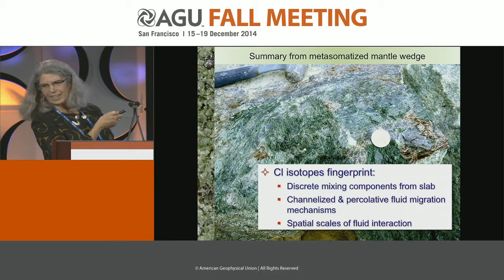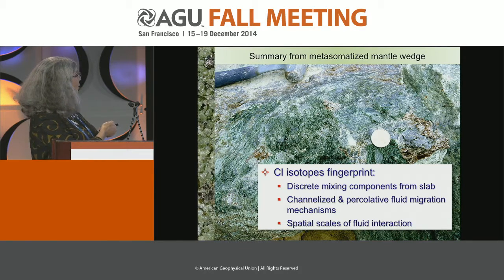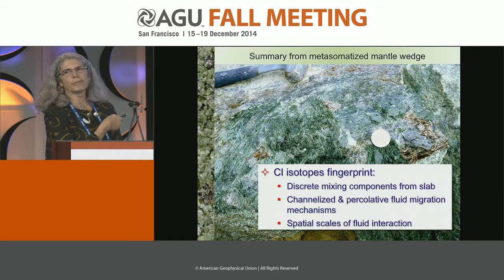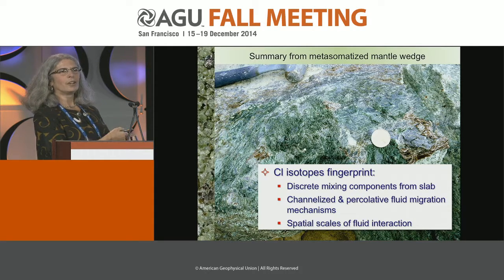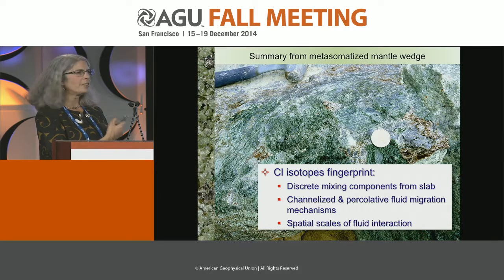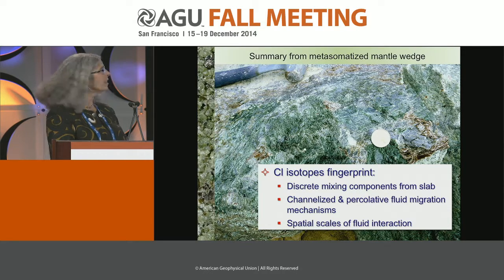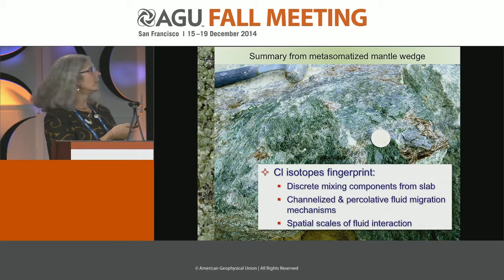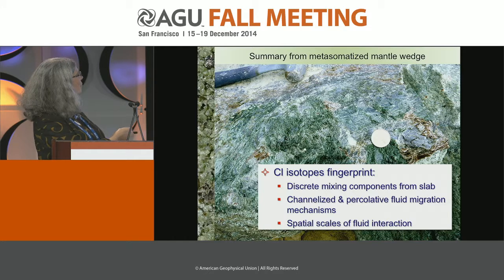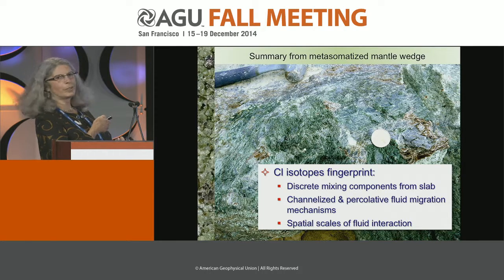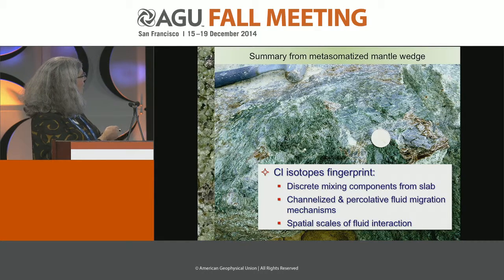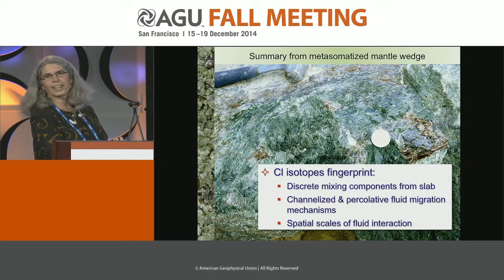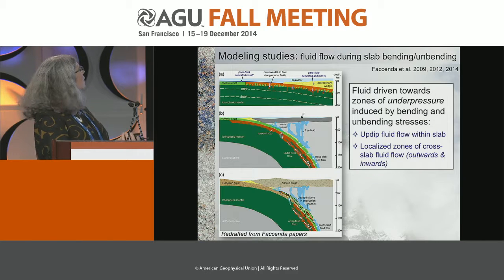So if we sum up these data, we find that the chlorine isotopes very nicely fingerprint discrete mixing components coming from different parts of the subducting slab. One component appears to be altered oceanic crust plus or minus serpentinites, and one is coming from subducted sedimentary material. And we find evidence for both channelized and percolative fluid migration. And we can start to really map out the spatial scales of fluid rock interaction.